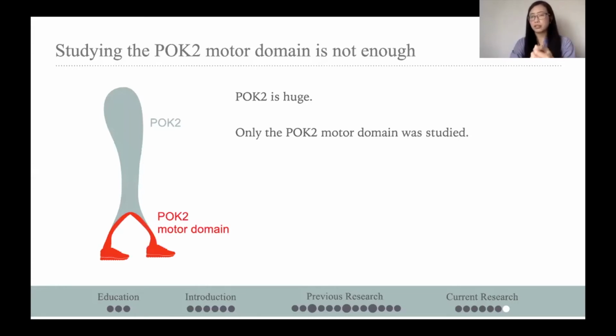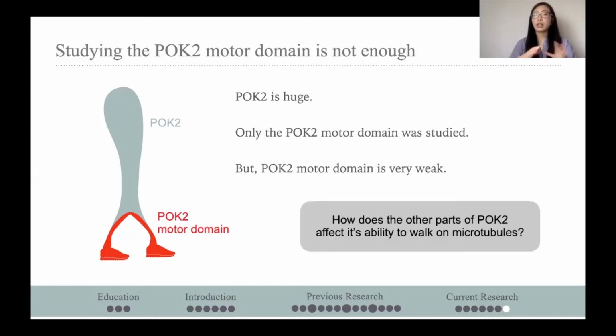But like the title suggests here, the motor domain is not enough to understand POC2's function. One of the main issues is that the POC2 motor domain, this red part, is very weak. What this means is that it doesn't have enough energy and can't generate enough force. Microtubules coming out of the phragmoplast are very strong and have a lot of pushing force, and the motor domain would not be able to withstand that. Because of that, it won't be able to pull microtubules into the correct position. So it's very likely that the other parts of POC2 somehow help to regulate this force generation, or help to bind this motor domain to other things so that it can actually orient the phragmoplast. My research now is focusing on these other domains and the entirety of the POC2 protein.